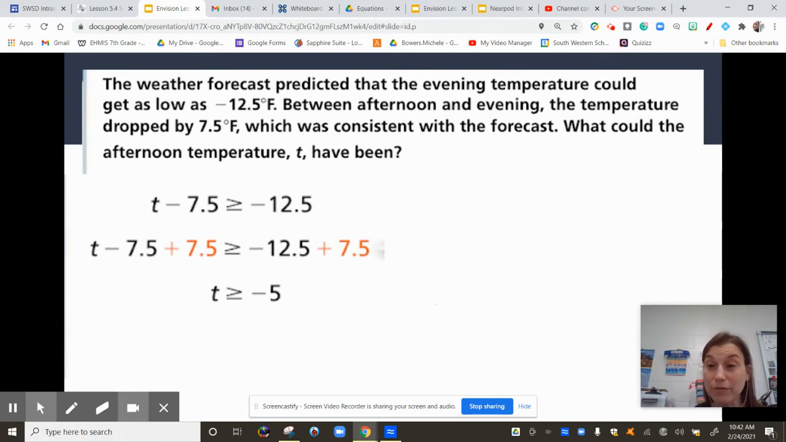The next part after you've solved it in this way is you need to graph it. So it's already graphed for you in your book, but I want to show you how we would do that then.